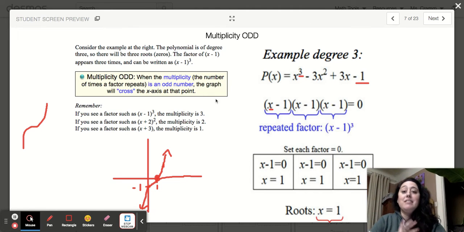The important part is the end function, the shape of it, understanding the multiplicity, that if it repeats an odd number of times, it goes straight through versus an even number of times bounces. So there are things you do need to know. How many bumps it has is not one of them.